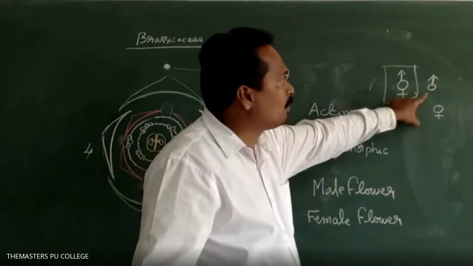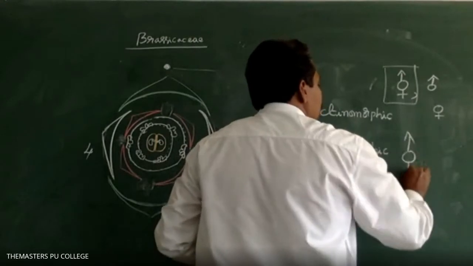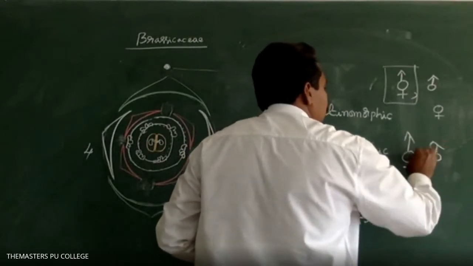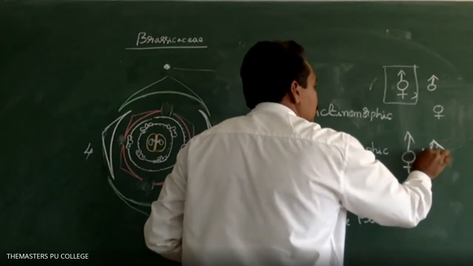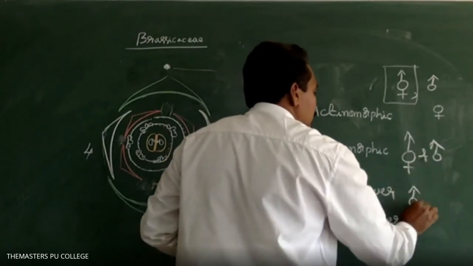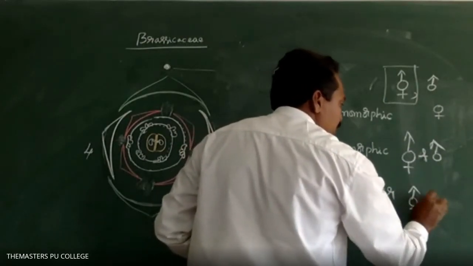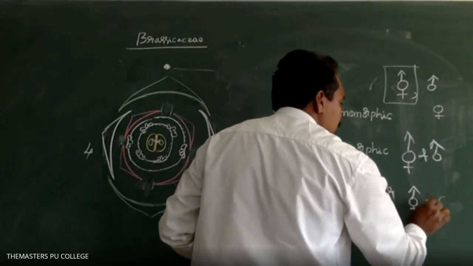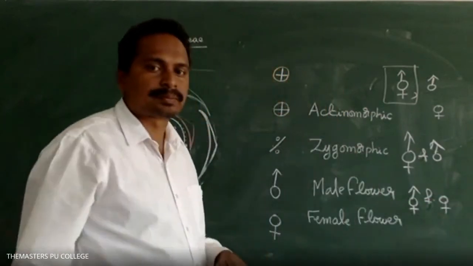If bisexual and unisexual male flowers are there, that's denoted as the symbol for male flowers with the bisexual condition and the unisexual condition. If bisexual and unisexual female flowers are there, that's denoted as these symbols. So please turn the camera to the side, sir.